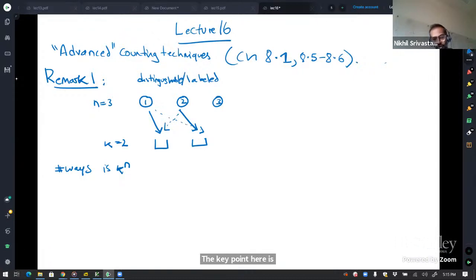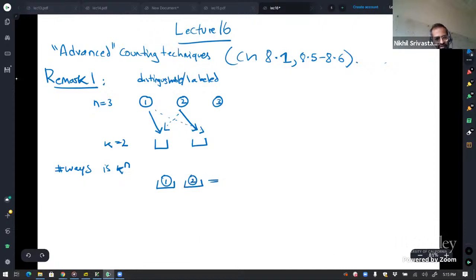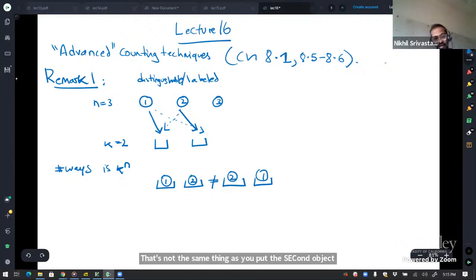The key point here is that different choices in this process correspond to different allocations, because if you put the first object in the first box and the second object in the second box, that's not the same thing as putting the second object in the first box and the first object in the second box, because they're labeled.